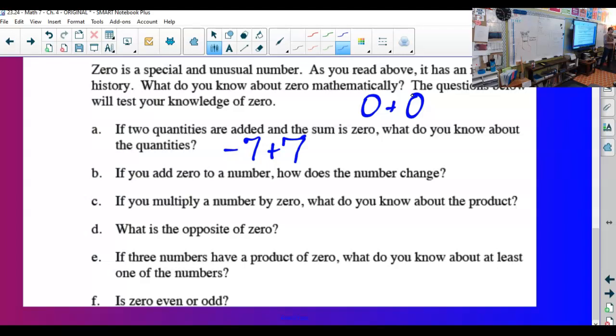Actually, I should give you a minute or two to chat with your neighbor about these problems. If you add 0 to a number, what happens? If you multiply by 0, what happens? What is the opposite of 0? Chat with your neighbor about these, because then I'm using random cards. And then what's the opposite of 0? 0 doesn't matter.